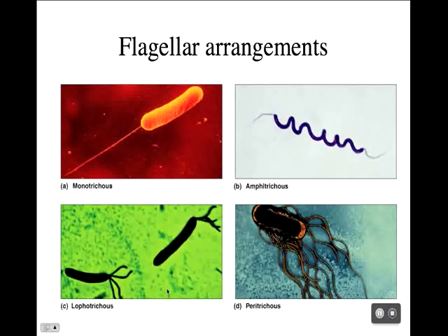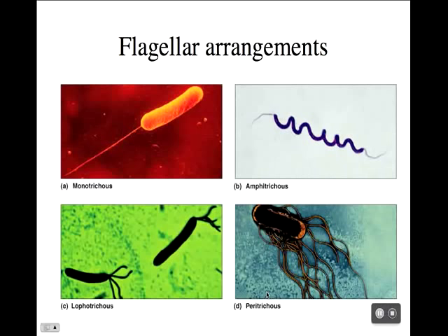Lophotrichous is when the bacteria has a cluster or bundle of flagella, all located at one end of the cell. See that cluster all at one end? Here's peritrichous. Peritrichous is when the cell has flagella all over the surface, so flagella are coming out from all sides.